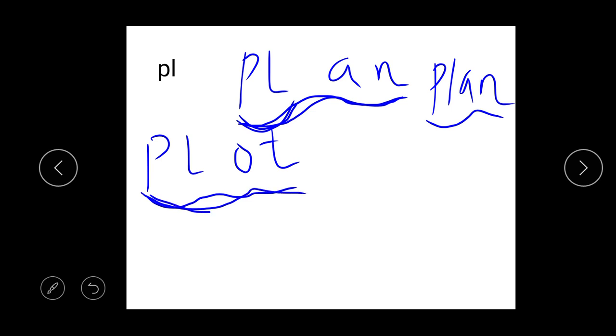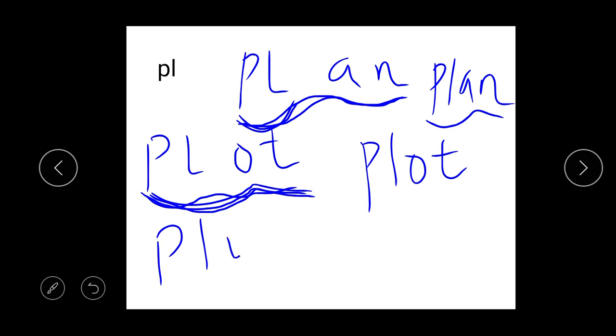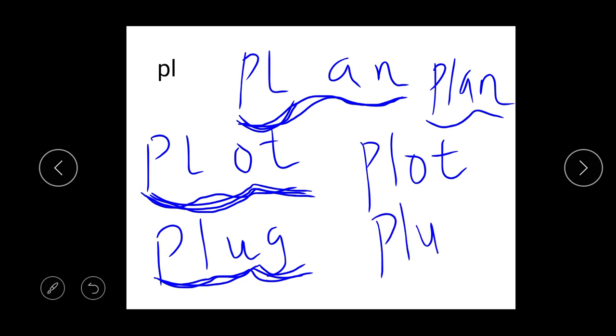This will give you plots, plots. Yes, you have to read like big boys and big girls. So the next one is plug. What would it give you? So when you are reading, always drag it. When you drag it, it will help you to read well. So you drag your consonant cluster pl with u and g, and this will give you plug. All right, thank you.